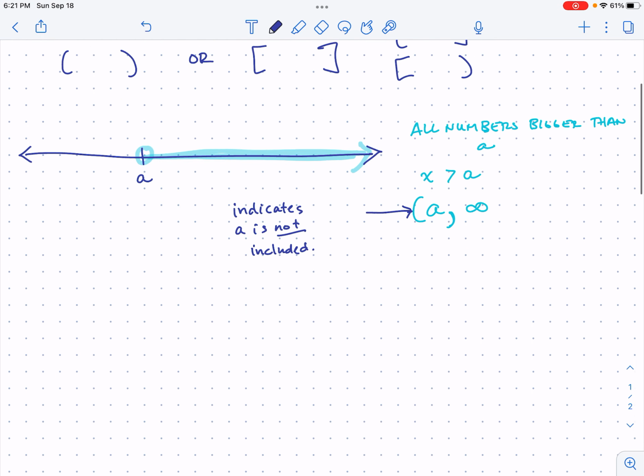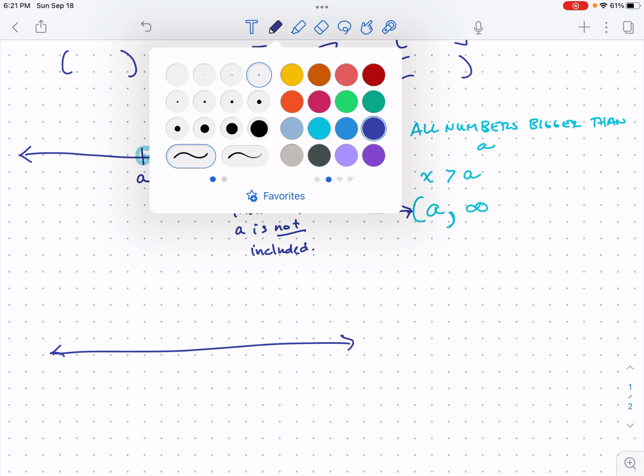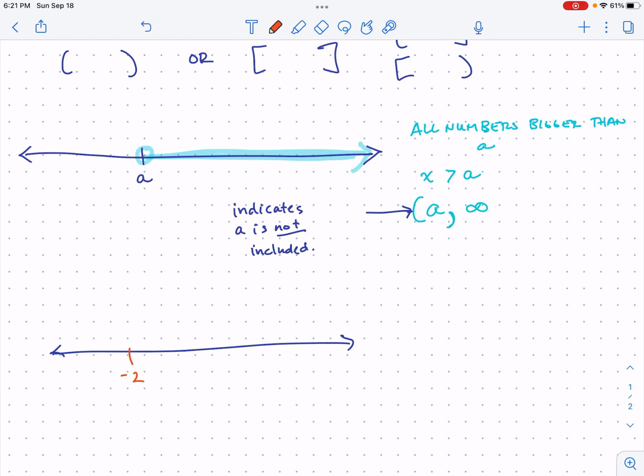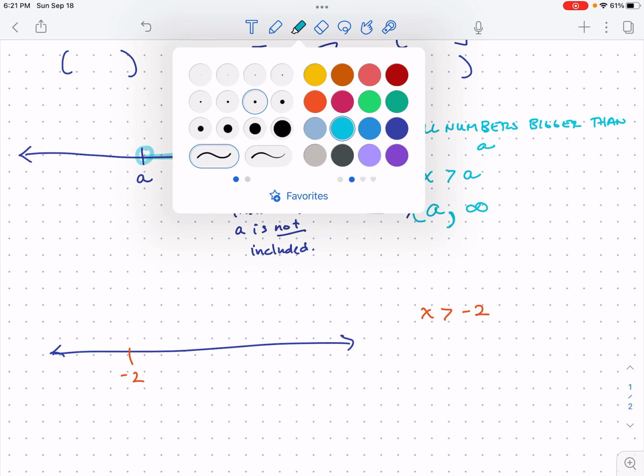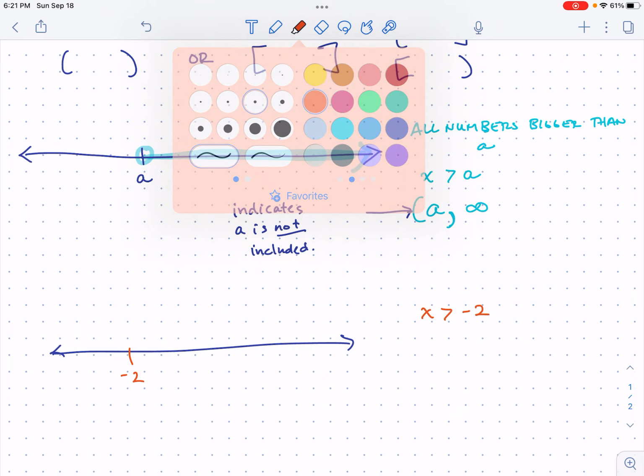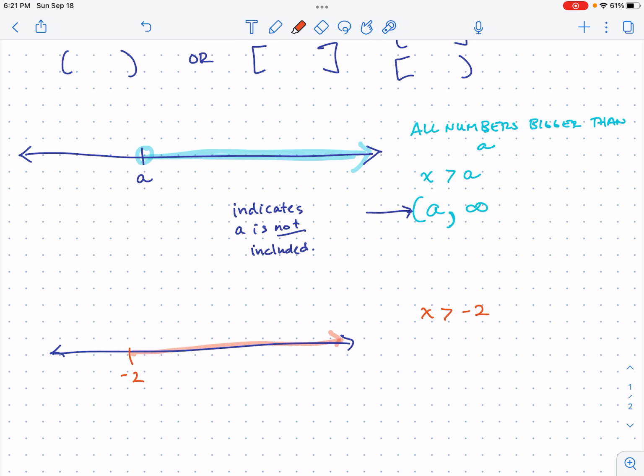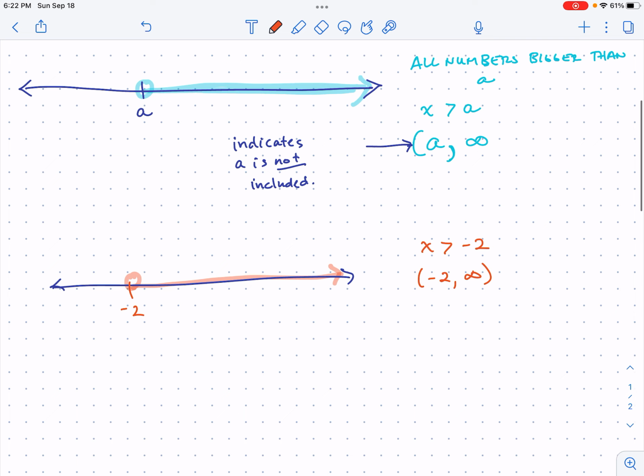So if we did a more specific example, let's say we have the number line and we want to look at the numbers that are bigger than -2. Again, we would note it on the number line as this stuff here to the right of -2. It would look like that. And we would write it in interval notation as -2, infinity. This means all of the numbers bigger than -2, but not including -2.